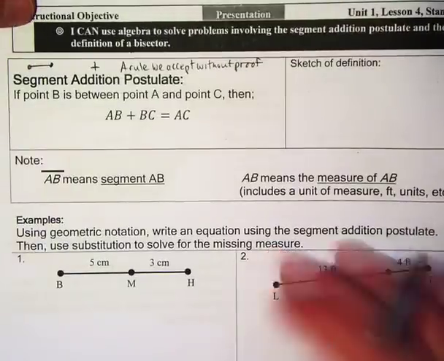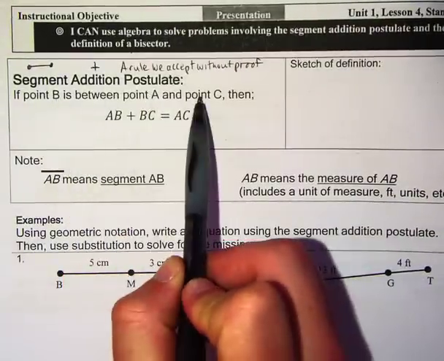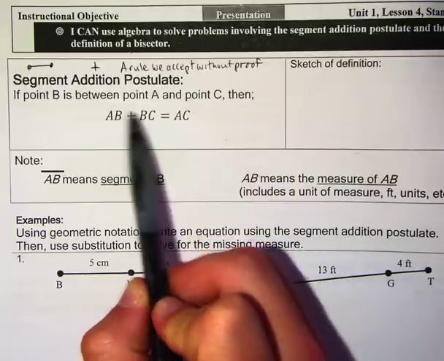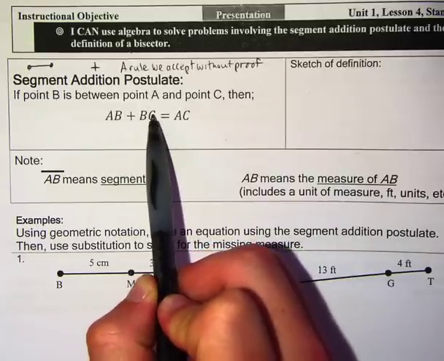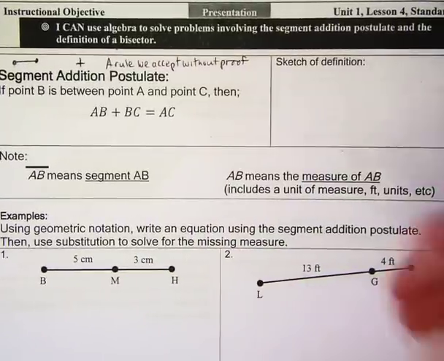So, if you take a look here, if we have point B, let's say, between points A and C, then we know if you add up the distance from A to B and the distance from B to C, you should get the distance from A to C. Let's get a picture of that to really understand what's going on.